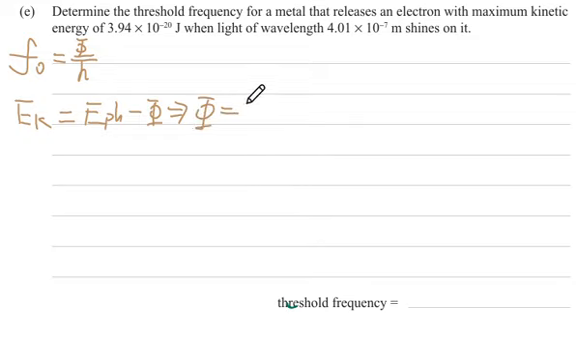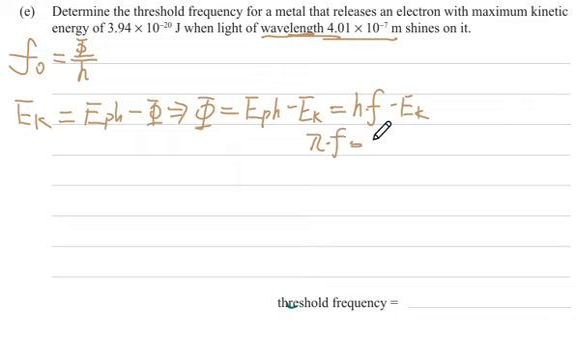Phi is going to be equal to E photon minus Ek of electrons. Now E photon can also be represented by h times f, minus Ek. We are not given the frequency of the light, but we are given the wavelength of the light. We know that wavelength lambda times frequency f is equal to c, the speed of light. Now we can rewrite this as f is going to be equal to c over lambda. So we want to plug this f into here.